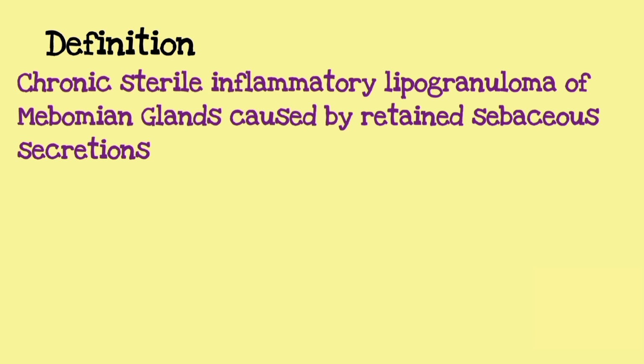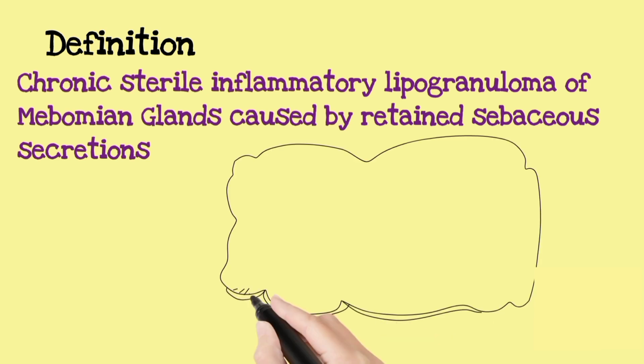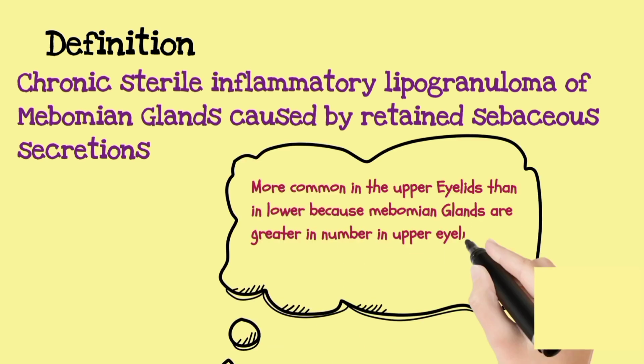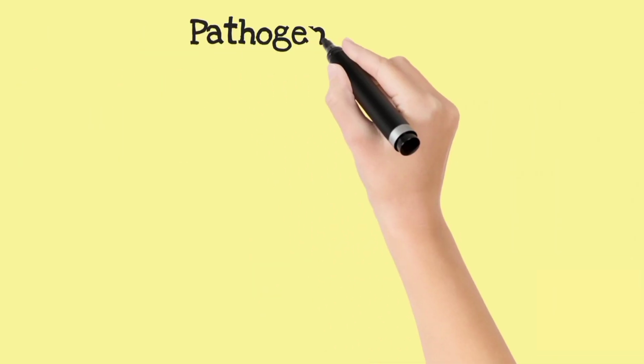Now why these sebaceous secretions are retained in the meibomian glands, I'm going to discuss it with you in the later slides. For now, just keep in mind that Chalazion is more common in the upper eyelids than it is in the lower eyelids because meibomian glands are greater in number in the upper eyelids. They are about 30 to 40 in the upper eyelids, whereas 20 to 30 in the lower eyelid. Now let's discuss its pathogenesis.